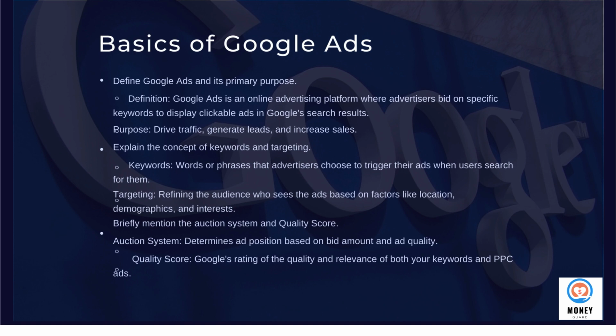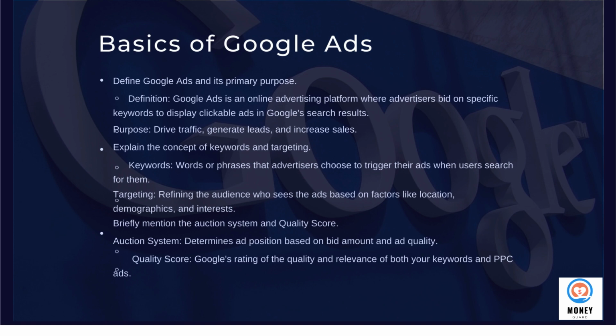Explain the concept of keywords and targeting. Keywords: words or phrases that advertisers choose to trigger their ads when users search for them. Targeting: refining the audience who sees the ads based on factors like location, demographics, and interests.